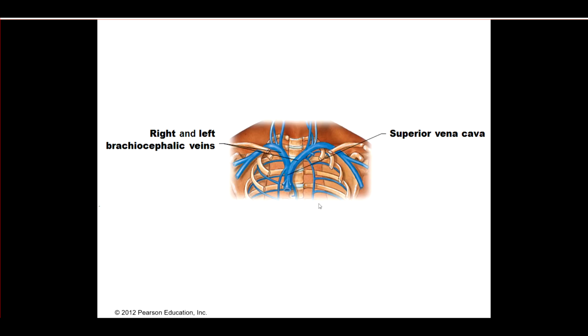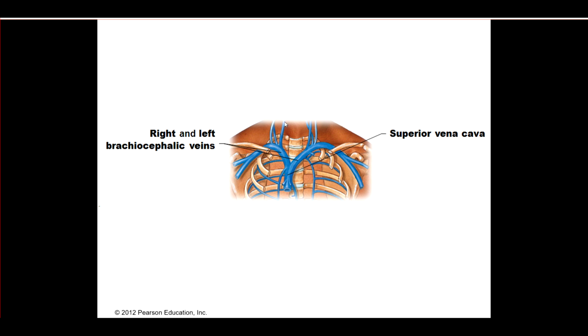Let's go to a less confusing picture. So check this out right here. Let's take the right side. This right here is going to be the right subclavian vein that's draining the arm, the upper limb. This is going to be the internal jugular vein, right? This is coming down through the neck. This is actually draining blood from the brain.